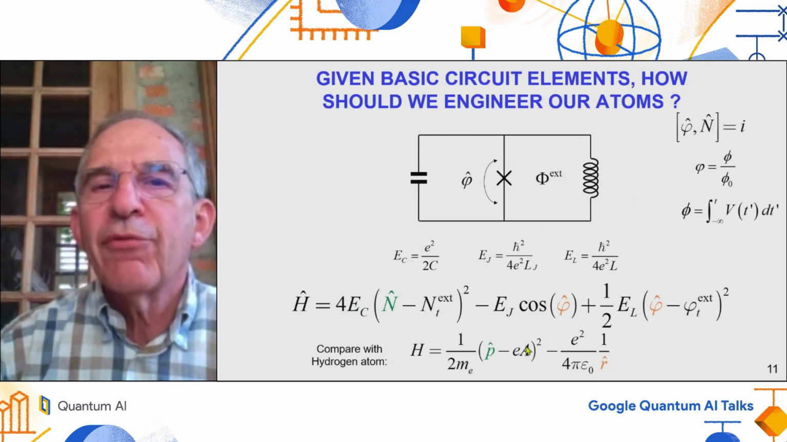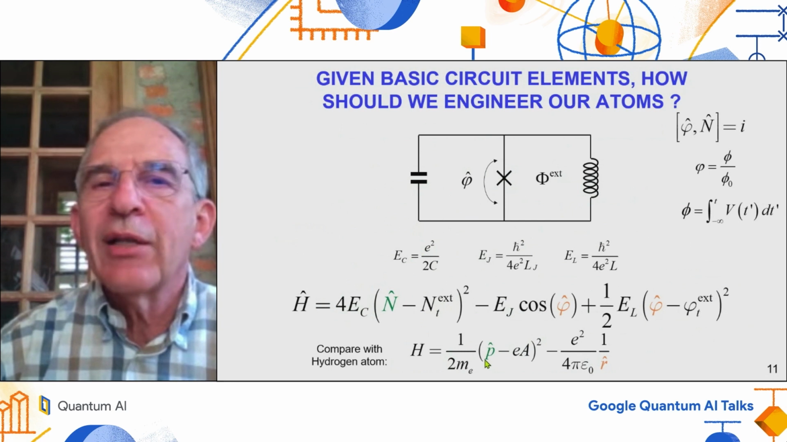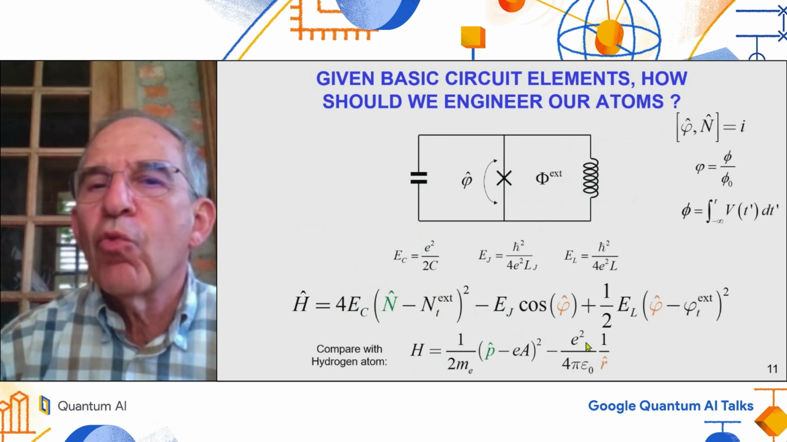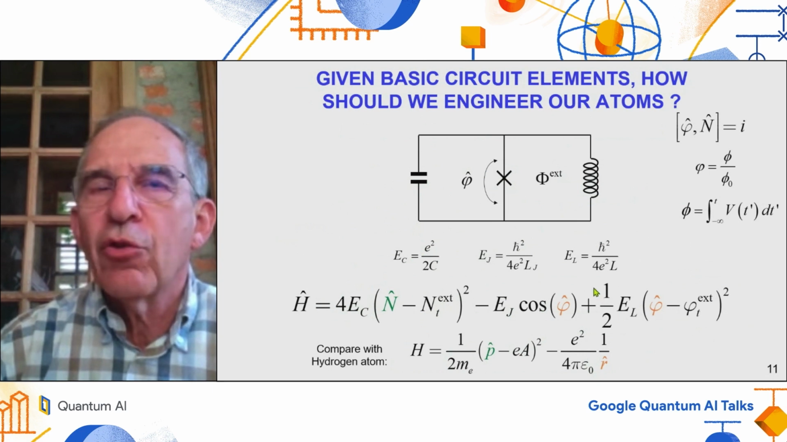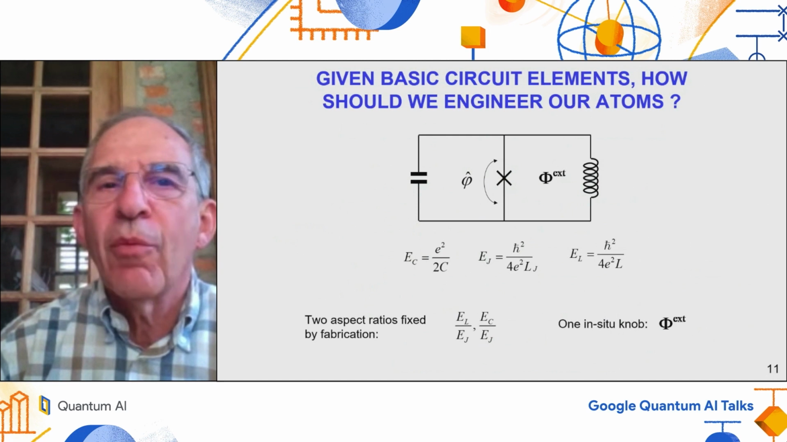And here I have written underneath the Hamiltonian of the hydrogen atom for comparison. You see that this term, which involves the charging energy of the capacitance, is a bit like the kinetic energy of the electron in the atom, whereas these two terms are like the 1/r potential of the hydrogen atom. I'll come back to the hydrogen atom in a moment.